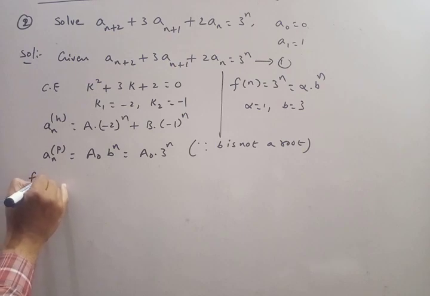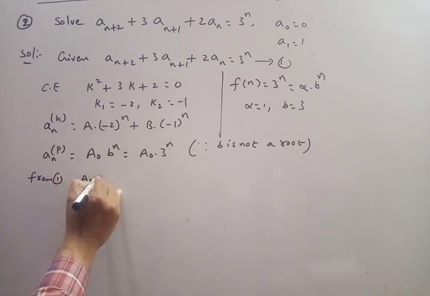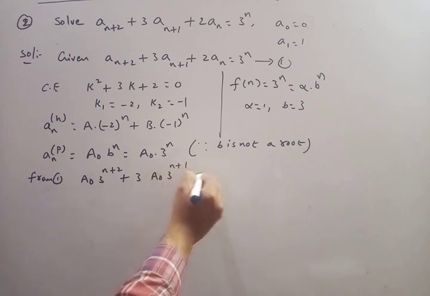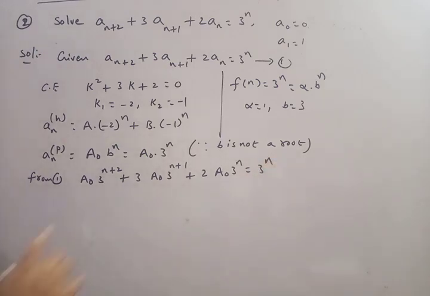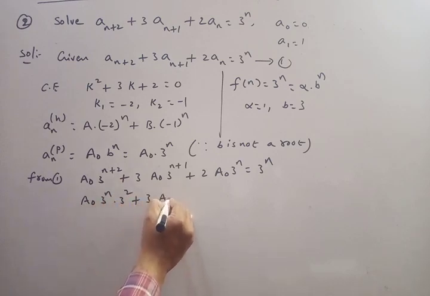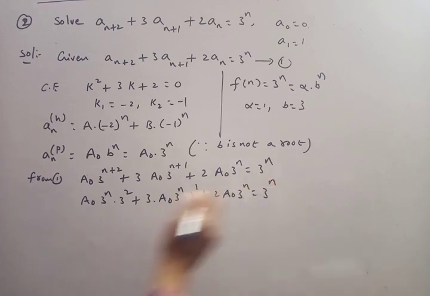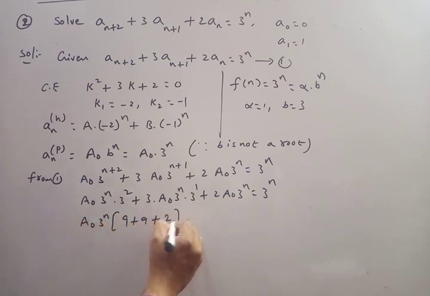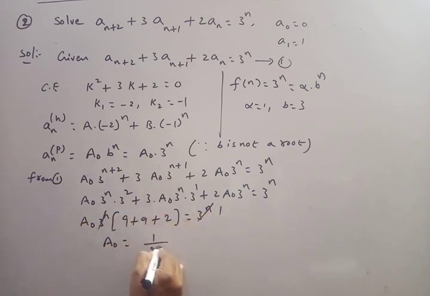So therefore from equation 1, if I substitute a_n^(p), this value in place of this, what do I get here? a0·3^(n+2) + 3·a0·3^(n+1) + 2·a0·3^n is equal to 3^n, correct? So this can be written as a0·3^n·3² + 3·a0·3^n·3^1 + 2·a0·3^n = 3^n. Take a0·3^n common, I get (9 + 9 + 2) = 3^n, so 3^n got cancelled. So a0 is equal to 1/20.